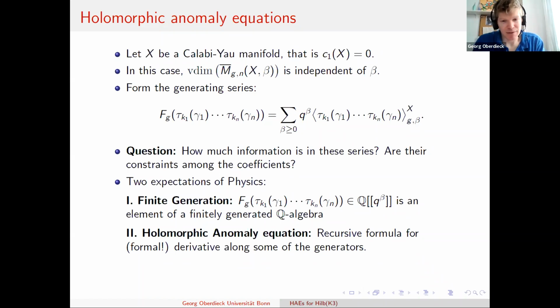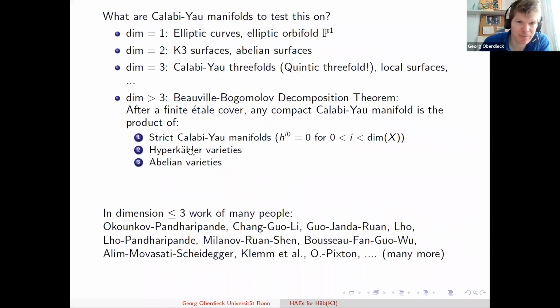So that's somewhat the idea. Let me just explain this in this talk. I will explain several examples of this phenomenon. And so the first question is, where can we look for this? What are Calabi-Yau manifolds we can test this on? Somehow the simplest case is perhaps the elliptic curves. So in dimension 1, you have elliptic curves. You can also have elliptic orbifold P1, so quotients of elliptic curves by a finite group action. Essentially these are the two cases you can study in dimension 1.